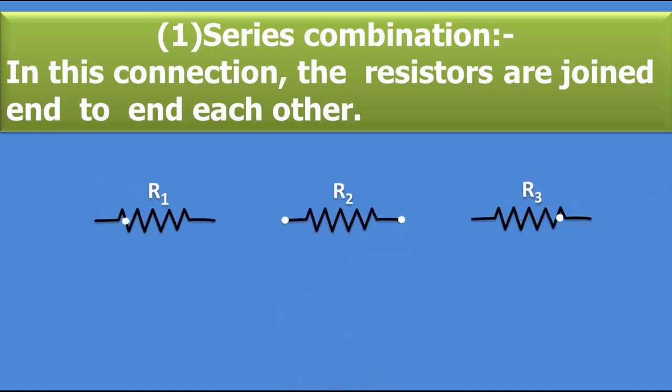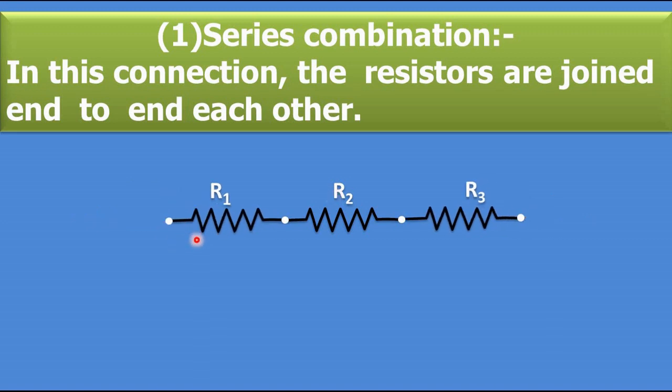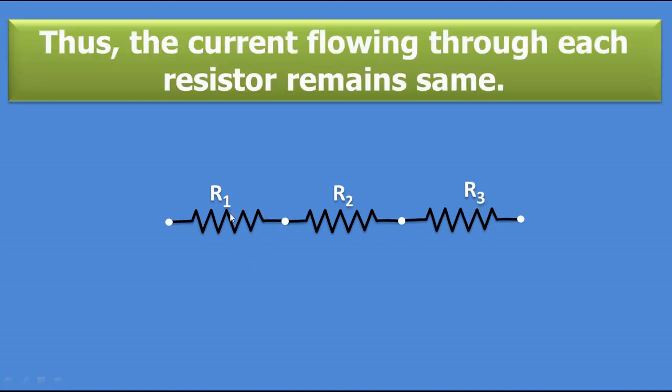Number 1. Series combination. In this connection, the resistors are joined end to end like this, where R1, R2 and R3 are the individual resistances joined to each other. Thus, the current flowing through each resistor remains the same. Current flowing through R1, R2, R3 is always the same.